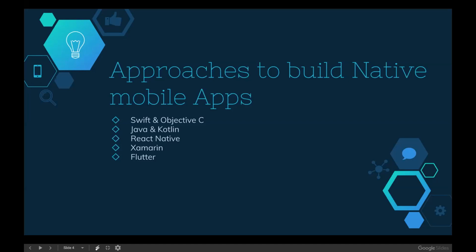React Native, Xamarin, and Flutter are cross-platform libraries. That is, you can use one code base to write the application for both the Android platform as well as iOS. I'll be talking more about React Native in my further slides. Flutter is Google's UI toolkit to build native user interfaces. It makes use of the Dart programming language, and Xamarin is based on .NET and C Sharp.